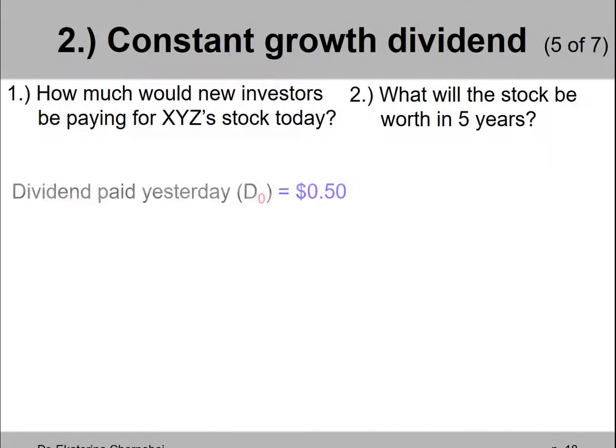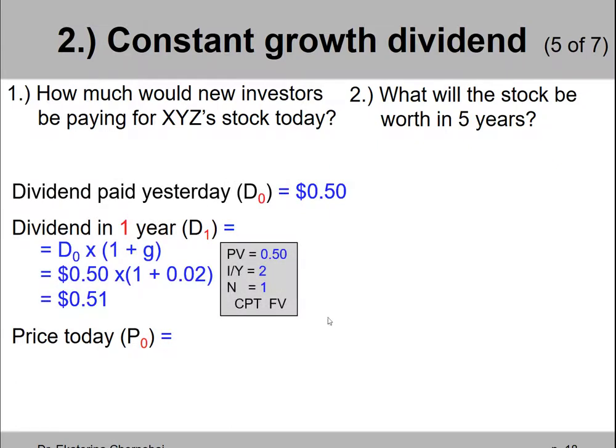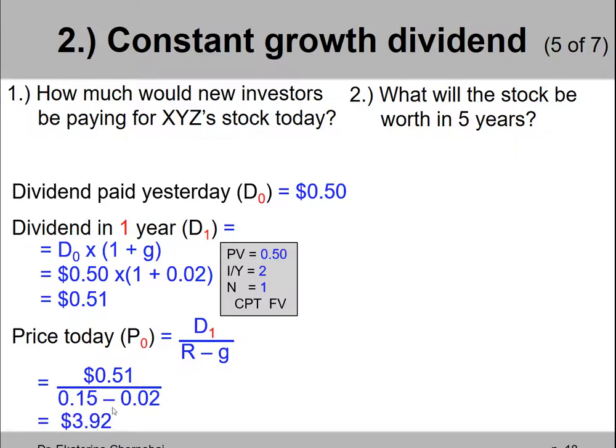Once you're done with finding the next year's dividend, you can then divide it by R minus G. This is the present value of a growing perpetuity formula that must be used to find the stock price today. Plugging in the numbers, you get 51 cents divided by 0.15 minus 0.02, which gives $3.92.